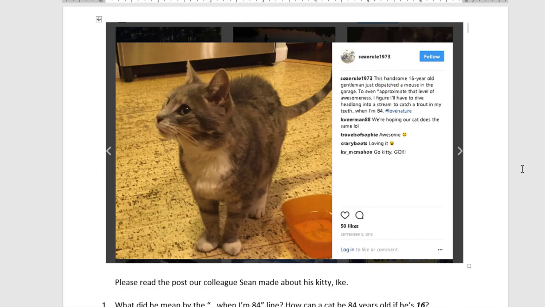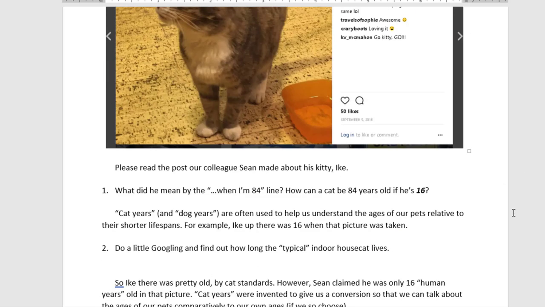We got him as a 2-week-old kitten. He was a Farrell's baby, and he was so cute. And then this picture was taken 16 calendar years later. So technically speaking, he's not 16 cat years, he's 16 calendar years. So the question is, I call that 84 cat years. I don't think that's right.